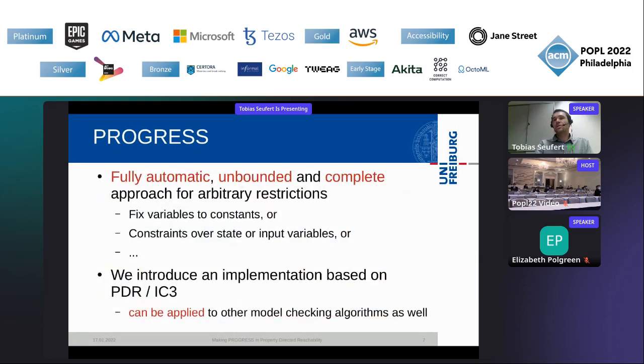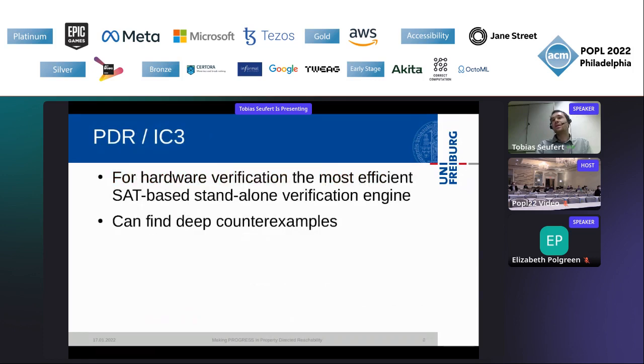As a result, we are left with a fully automated and complete algorithm here for model checking under arbitrary restrictions, really. So one could fix variables to constants or introduce any arbitrary constraints over state or input variables and so on. And also, we think that this can be applied to any model checking algorithm, actually. But we focused on PDR in our work.